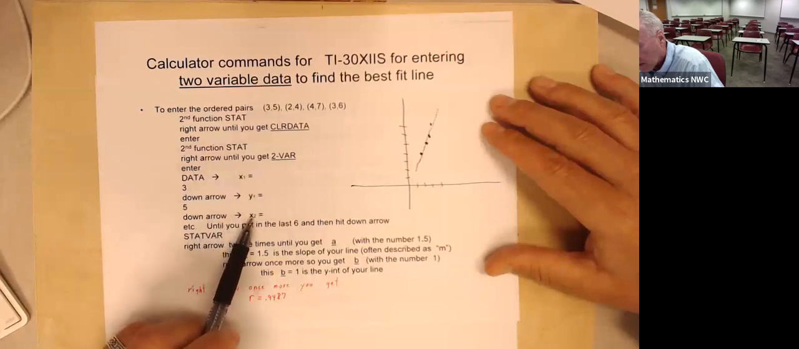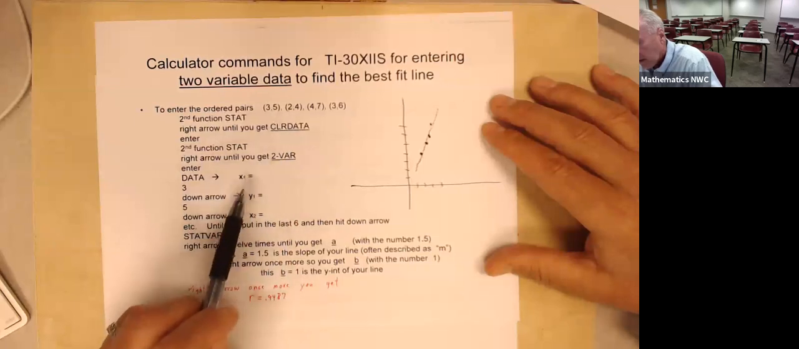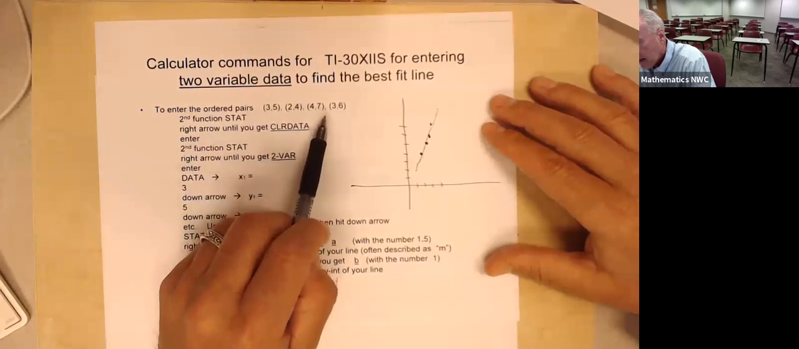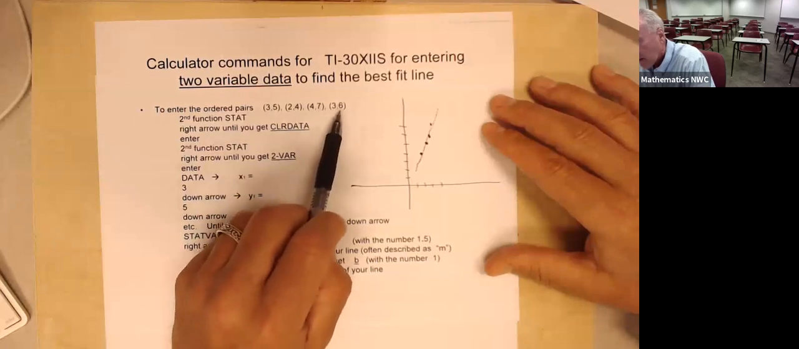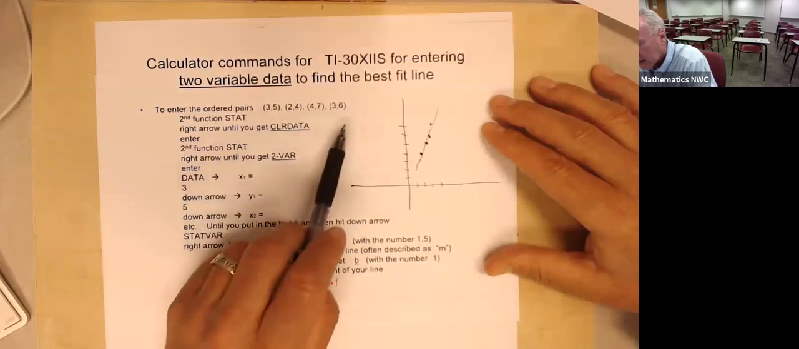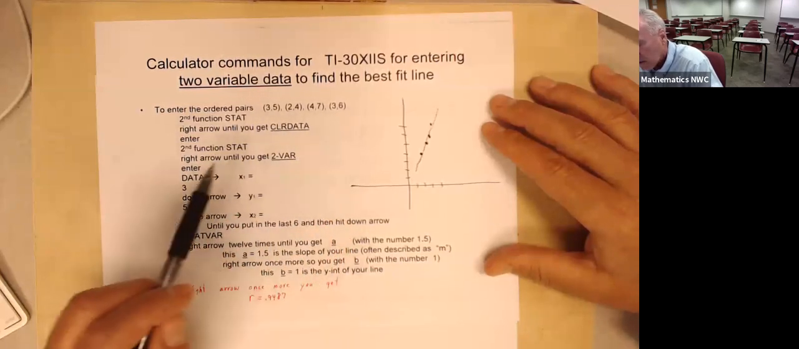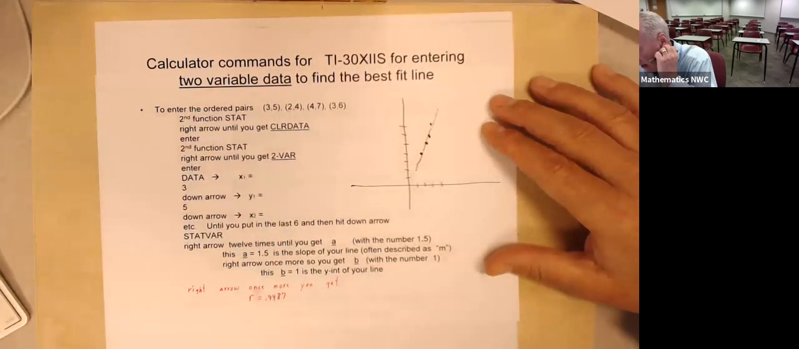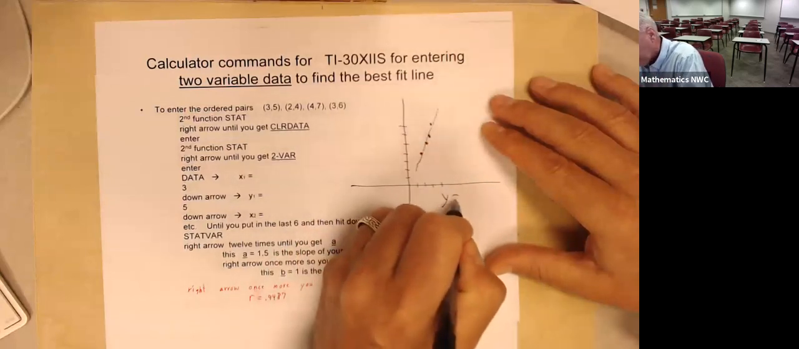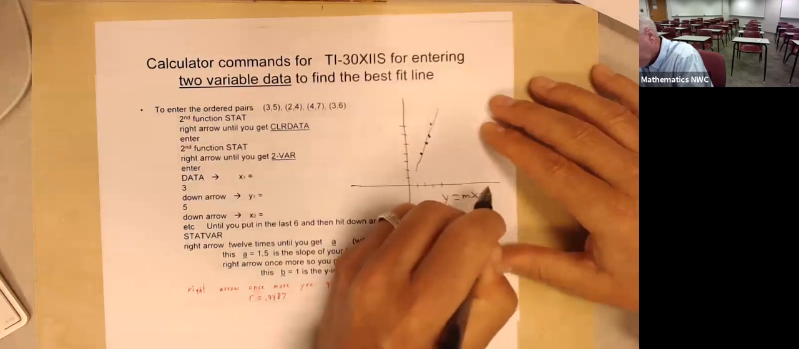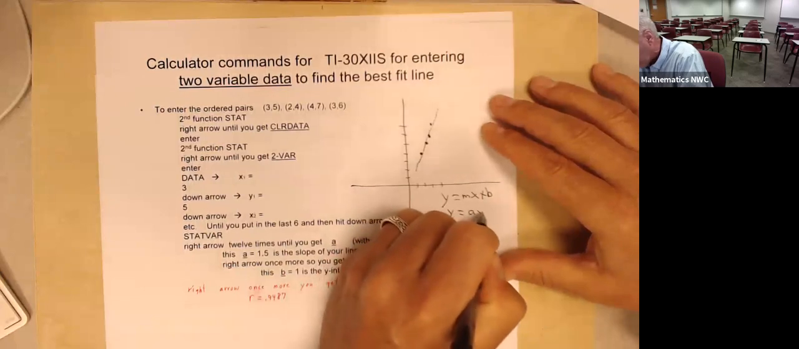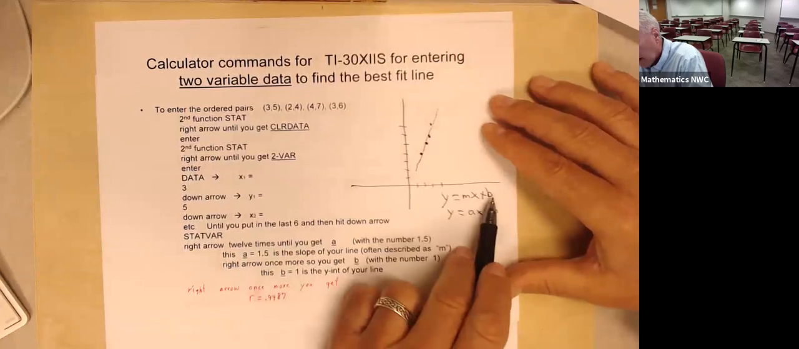It'll then say, what's your second x? You would go 2, down arrow, 4, down arrow, 4, down arrow, 7, down arrow, 3, down arrow, 6, down arrow. Don't forget to go down arrow on the last 6. When you've put all those in, you have all those ordered pairs in your calculator. Now we're simply going to find that y equals mx plus b. The calculator is going to give us the m. They actually call it an a in your calculator, and they're going to give you the y-intercept.